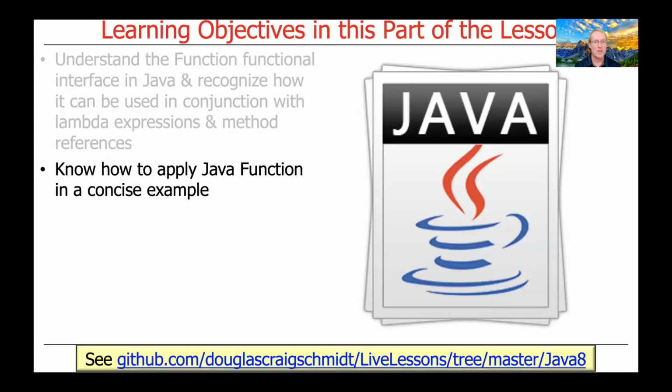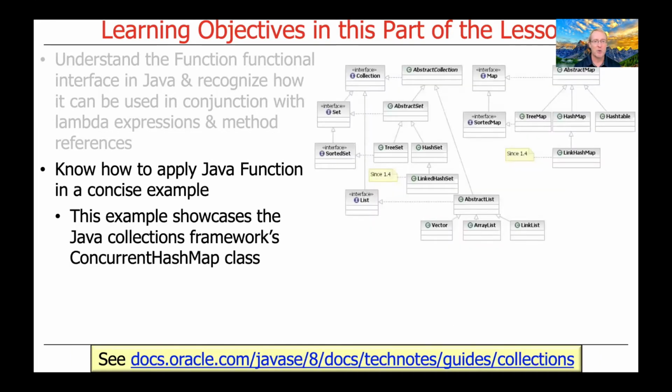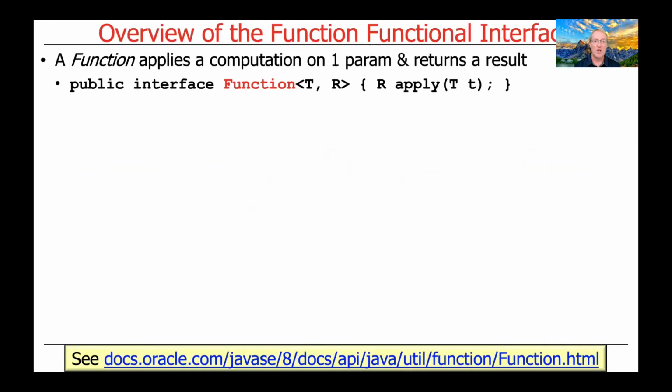As always, we'll show this in the context of an example you can find in open source form from my GitHub repository, available at the link below. This particular example will showcase the use of the Function functional interface in conjunction with the Java Collections Framework's ConcurrentHashMap class. So what is a function?